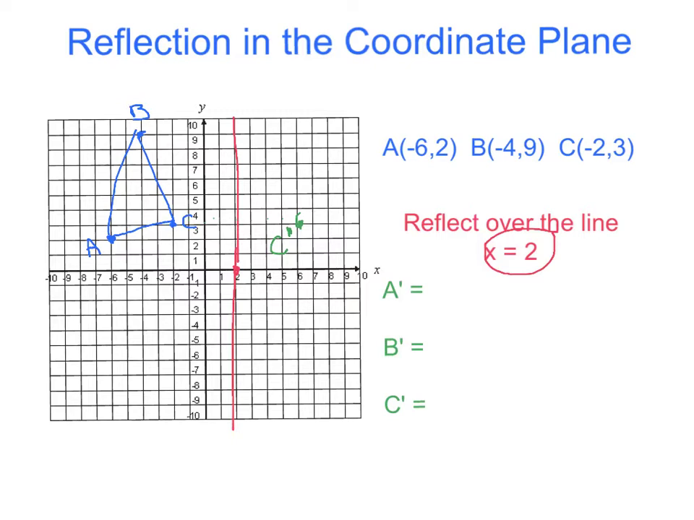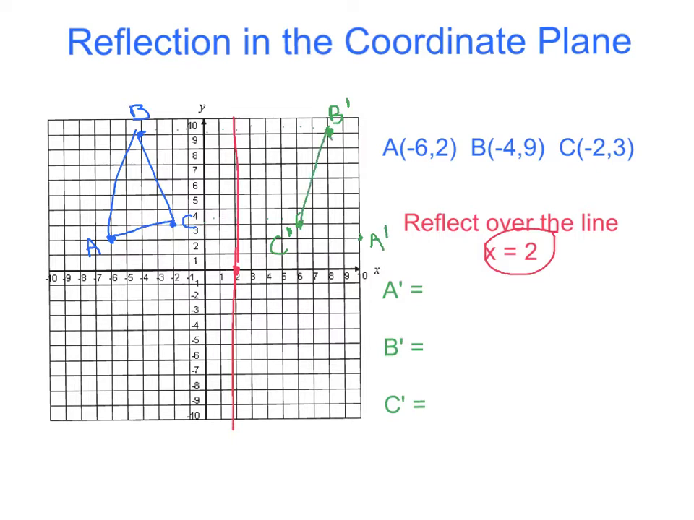And now let's look at B. B is 1, 2, 3, 4, 5, 6 units away. So we're going to count 6 units away on the other side. 1, 2, 3, 4, 5, 6. And that's the image of B, which is B prime. And then last one, A is 6, 7, 8 units away. So we're going to count 8 units away on the other side, which will put us at 10. And that is the image of A, A prime.